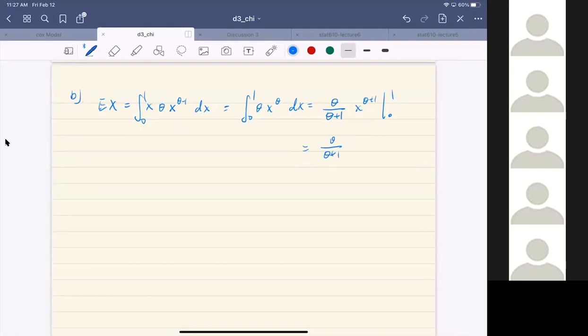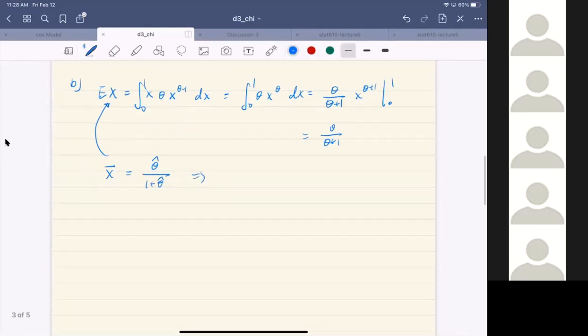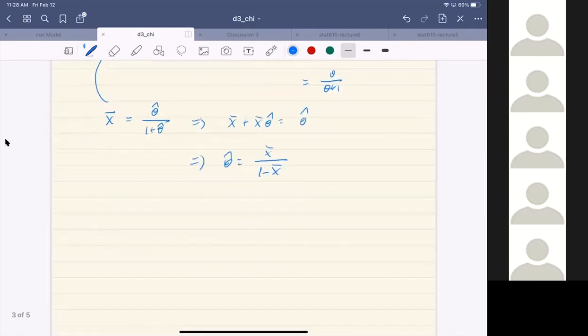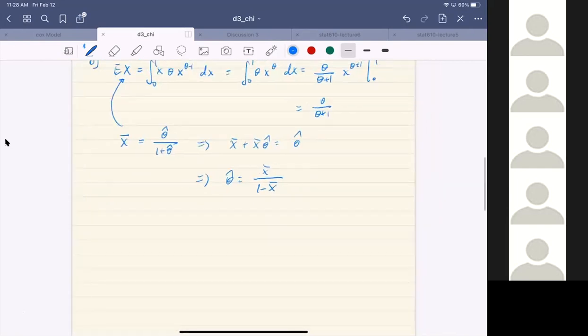And in the method of moments we have to use the X bar to approximate the population mean. So we solve to get X bar plus X bar theta hat equal to theta hat. And that implies that theta hat is X bar divided by 1 minus X bar. So this is the method of moments estimator.